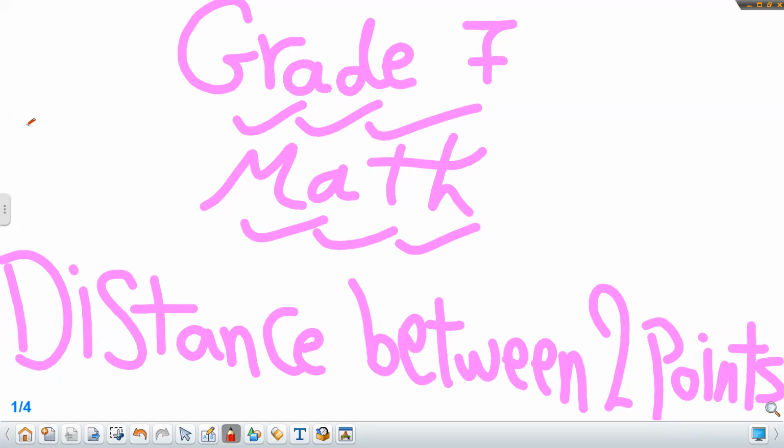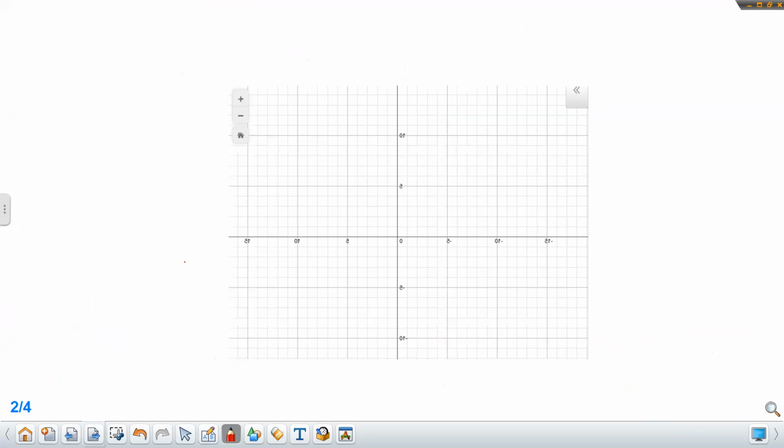Today, inshallah, you will study a new lesson in math, which is the distance between 2 points on the coordinate plane. Let's go to the coordinate plane and study on it. On this coordinate plane, for example, I have 3 points: this point, which is A, this point, which is B, and another point here, which is called C. So today, inshallah, you will learn how to find the distance between 2 points on the coordinate plane.